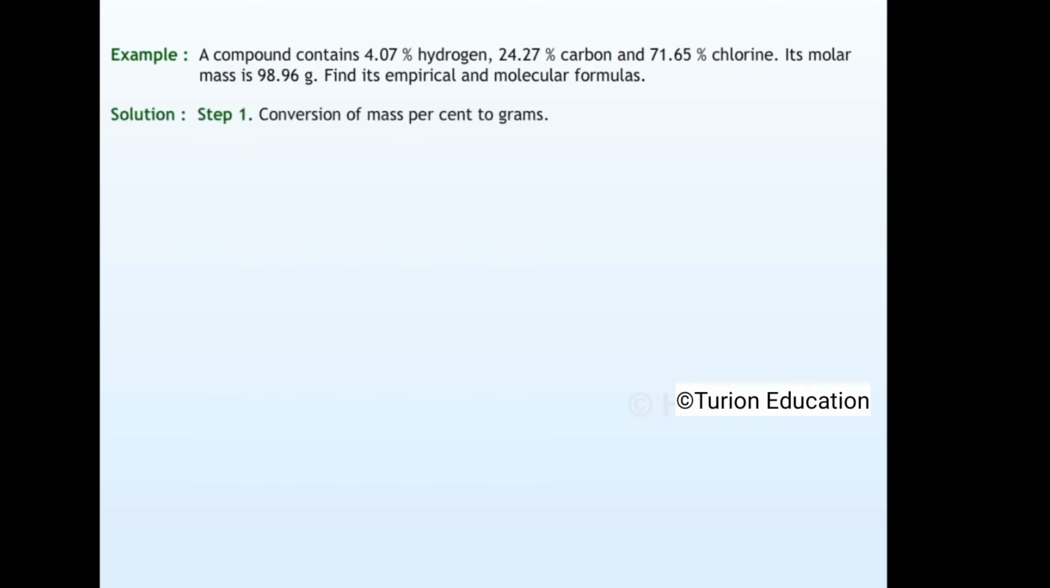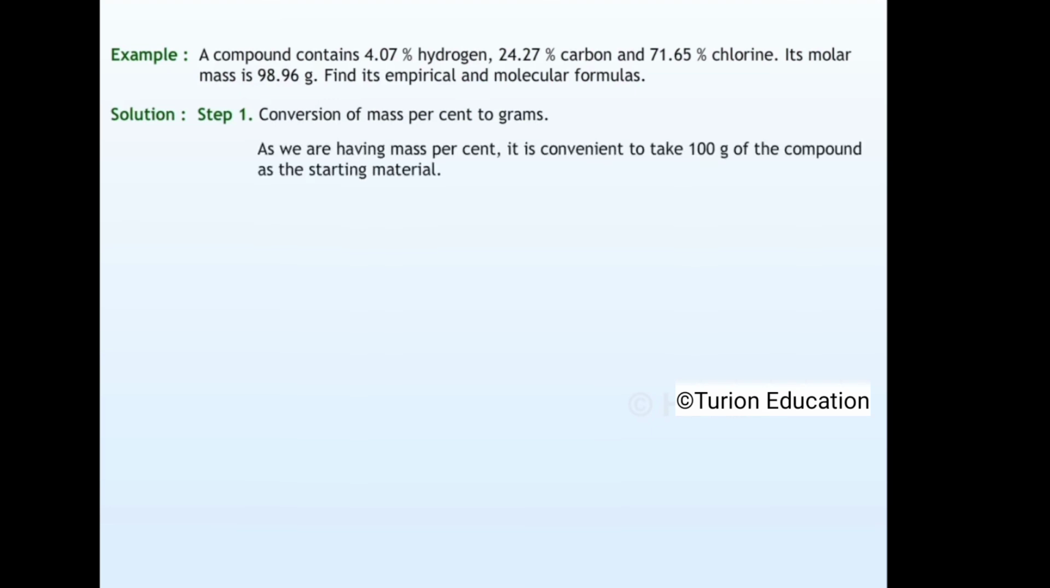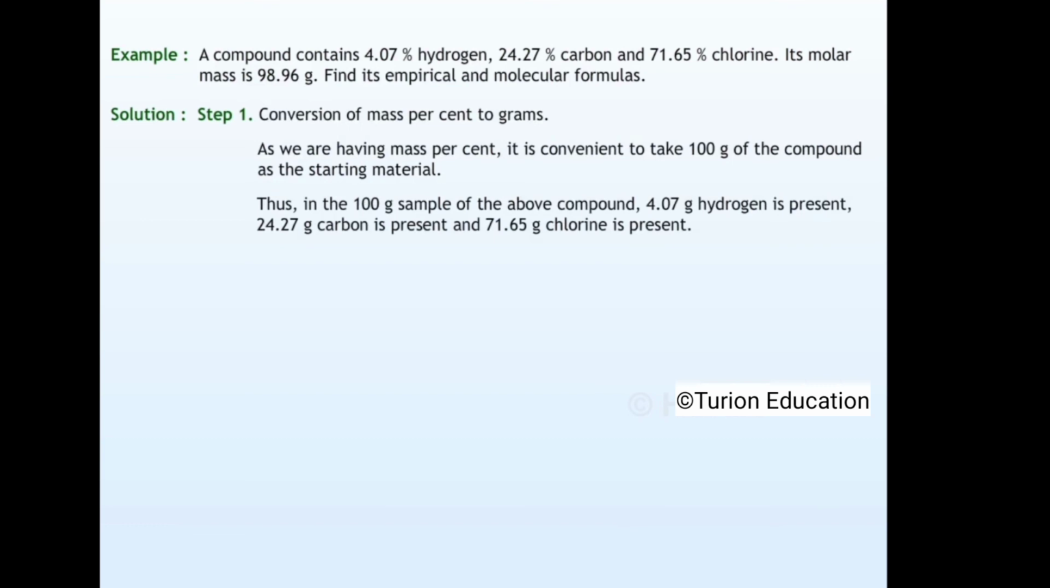Step 1. Conversion of mass percent to grams. As we are having mass percent, it is convenient to take 100 grams of the compound as the starting material. Thus, in the 100 gram sample of the above compound, 4.07 grams hydrogen is present, 24.27 grams carbon is present, and 71.65 grams chlorine is present.